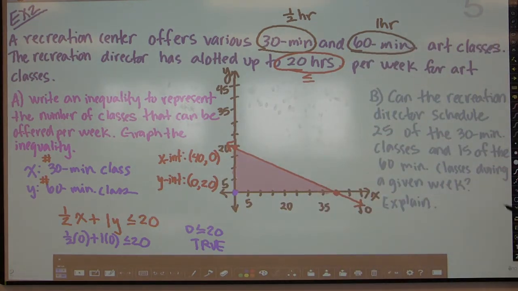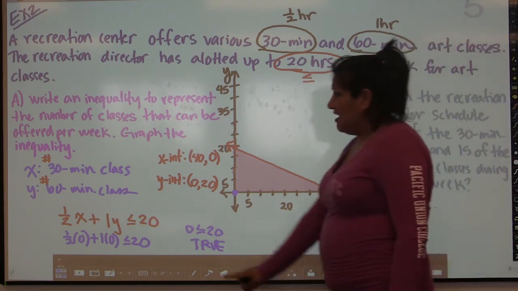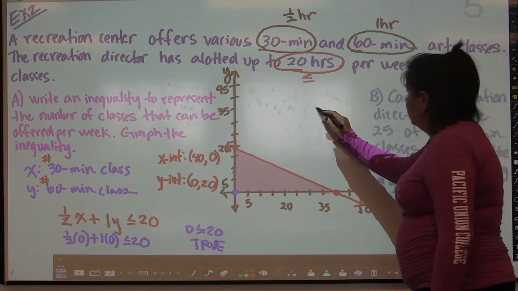Part B says, can the recreation director schedule 25 of the 30-minute classes and 15 of the 60-minute classes during a given week, and explain if he can or can't? And that's a pretty simple thing to explain. If you had 25 30-minute classes, that's the x-coordinate. That means the x-coordinate would be 25.